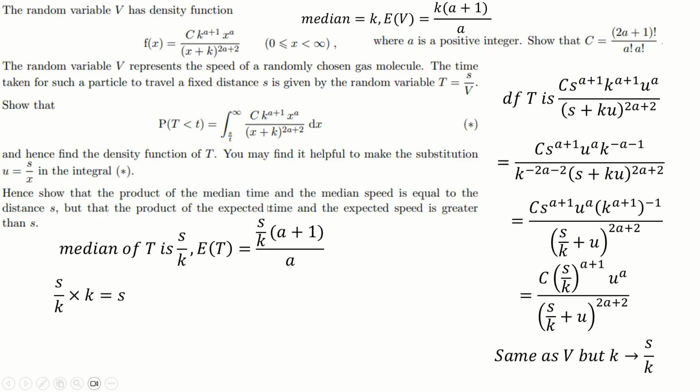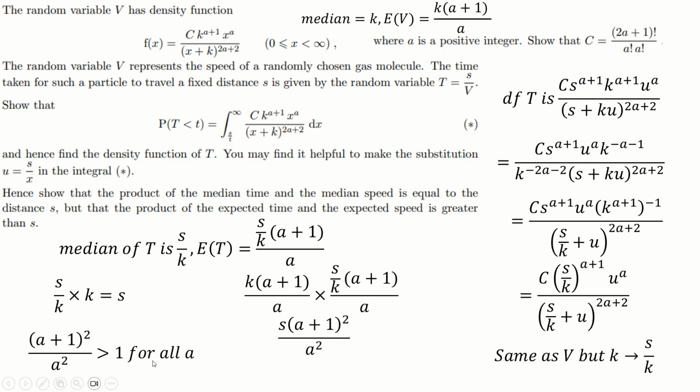And the product of the expected time and the expected speed is going to be this times this. Bit more work to do here, but the k's cancel, and then we end up with a bunch of squares. Now, a plus 1 squared over a squared is definitely bigger than 1 for all a, right? Because this numerator is ever slightly bigger. For any a, this numerator is just a bit bigger than this denominator, so therefore the fraction is bigger than 1. And therefore this whole thing is s times something a bit bigger than 1, which means it's a bit bigger than s, and that's what they wanted me to get as well.